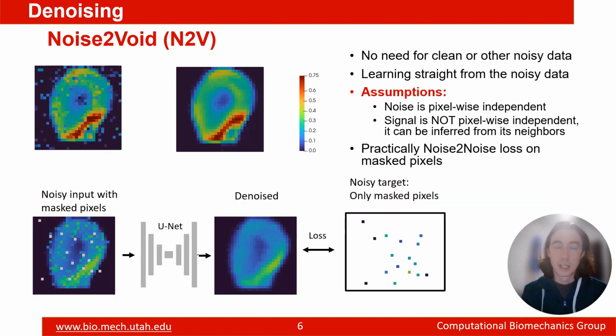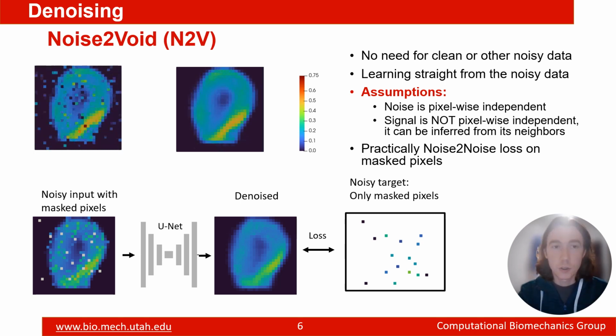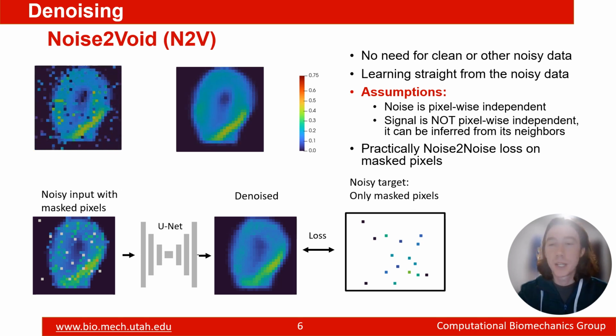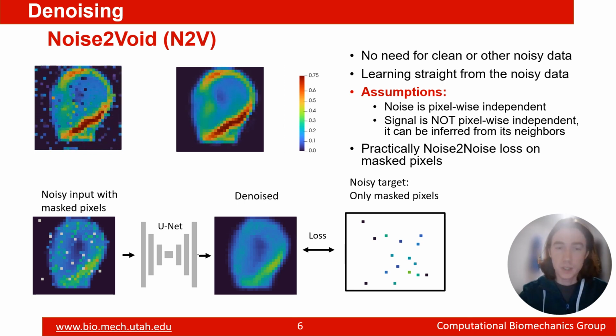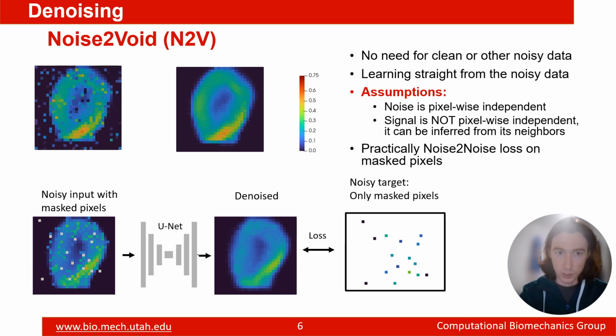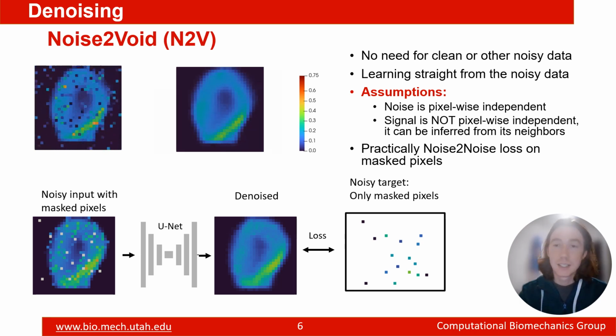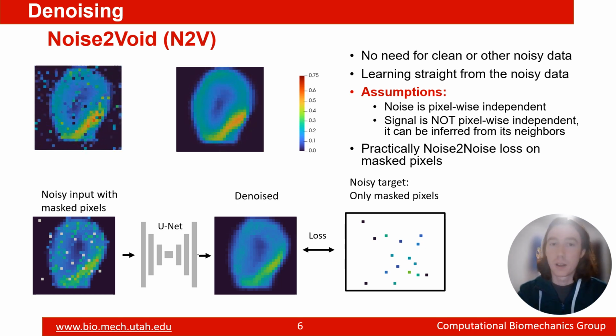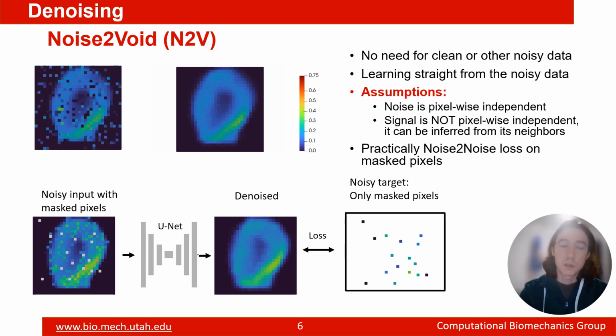Taking this one step further, another method is called noise to void, where there's no need for clean data or a second noisy sample. We are learning straight from the noisy data. Here, the two main assumptions are that the noise is pixel-wise independent, meaning that from one pixel's noise, we cannot estimate another pixel's noise. However, the signal is not pixel-wise independent, meaning that we can estimate the value of one pixel from its neighbors. How this works in practice is we mask some of the input pixels at random.